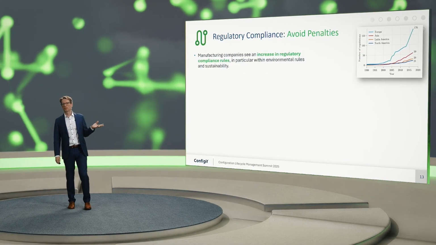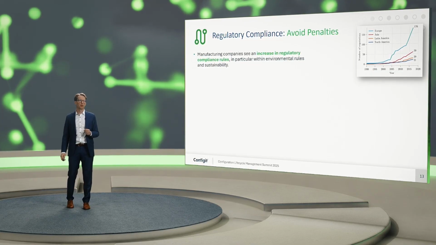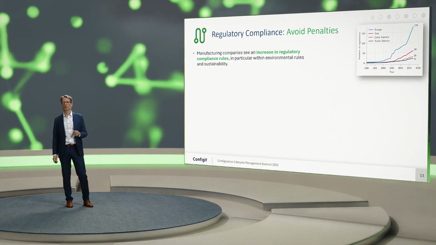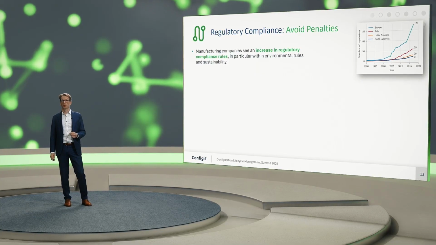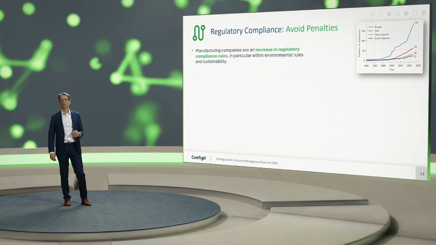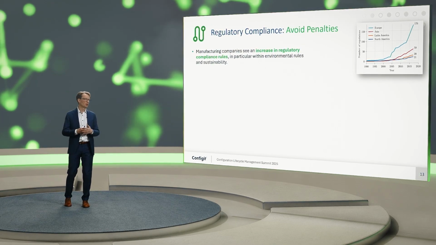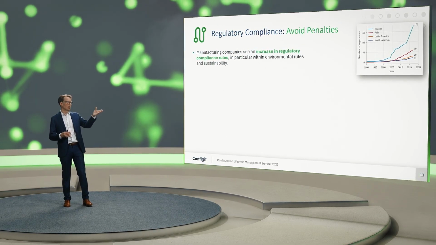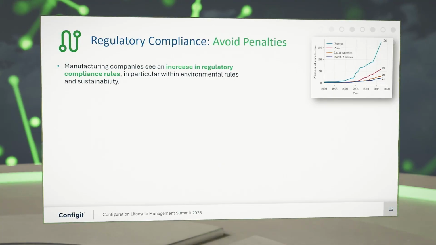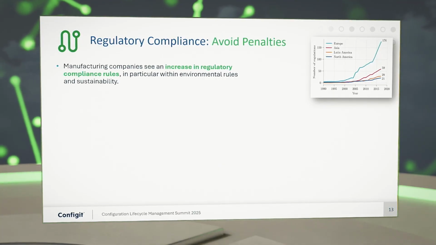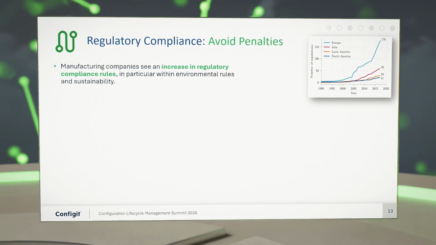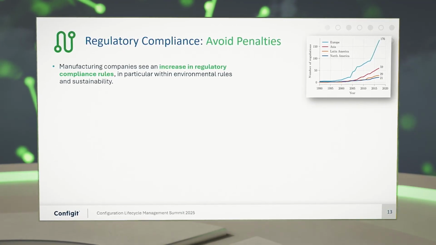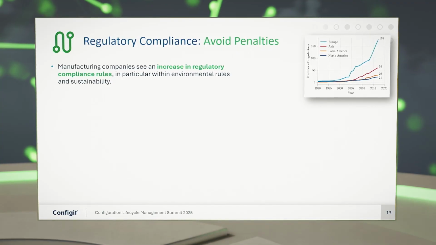The last use case I've brought with me today is about regulatory compliance, and as many manufacturing companies are quite aware, the number of regulatory constraints that they have to live up to is increasing, predominantly due to environmental rules and sustainability. And on the diagram here on the right, you can see that this is mostly in Europe, but it's coming around the world. So we can just as well get used to the fact that there will be an increased number of constraints and regulatory rules that we have to satisfy.